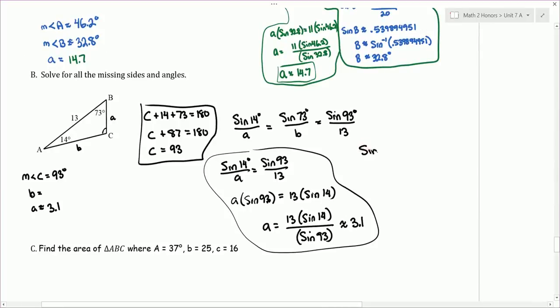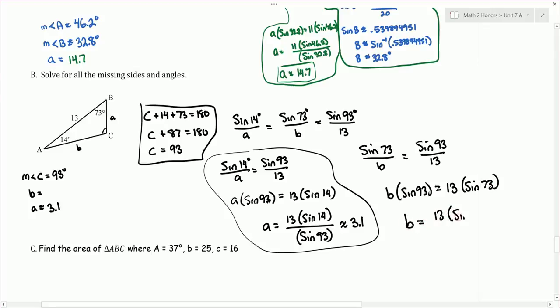The sine of 73 over B is equal to the sine of 93 over 13. Cross multiply, B times the sine of 93 is equal to 13 times the sine of 73. Divide by the sine of 93 and you get B is 13 times the sine of 73 divided by the sine of 93.